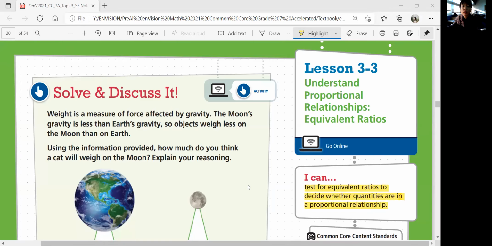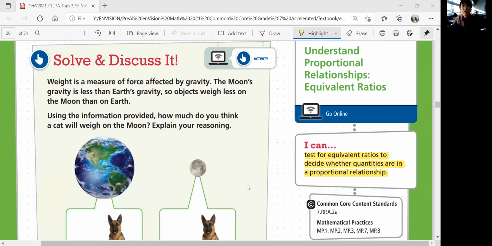Let's look at solve and discuss it. Weight is a measure of force affected by gravity. The moon's gravity is less than Earth's gravity, so objects weigh less on the moon than on Earth. Using the information provided, how much do you think a cat will weigh on the moon? Explain your reasoning.